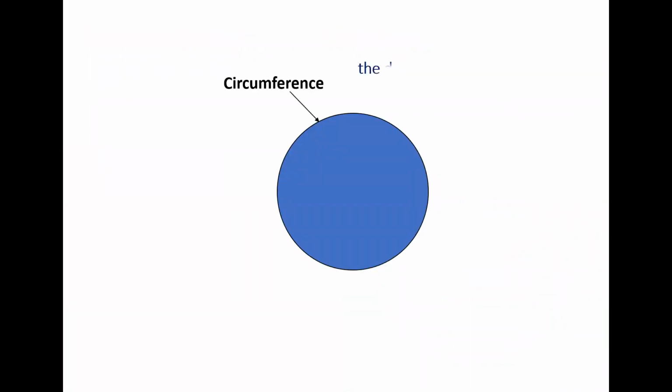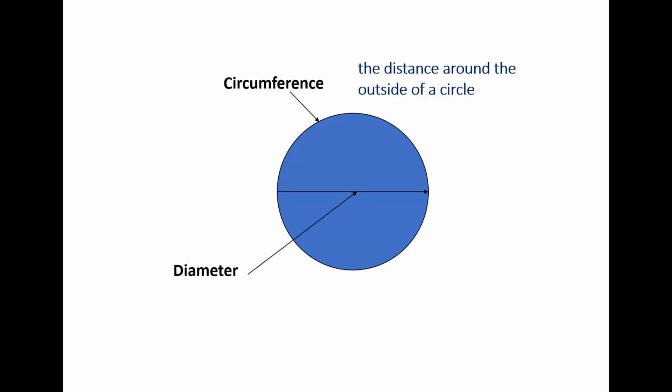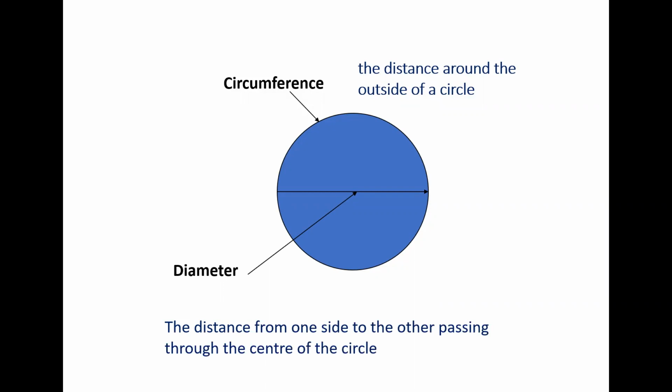So here it is circumference, the distance around the outside of a circle, so that we call circumference. And here you have a midpoint. A line intersects one point on the circumference, passes through the midpoint, the center, and goes to the other point, so that we call a diameter. It's the distance from one side to the other passing through the center of a circle.